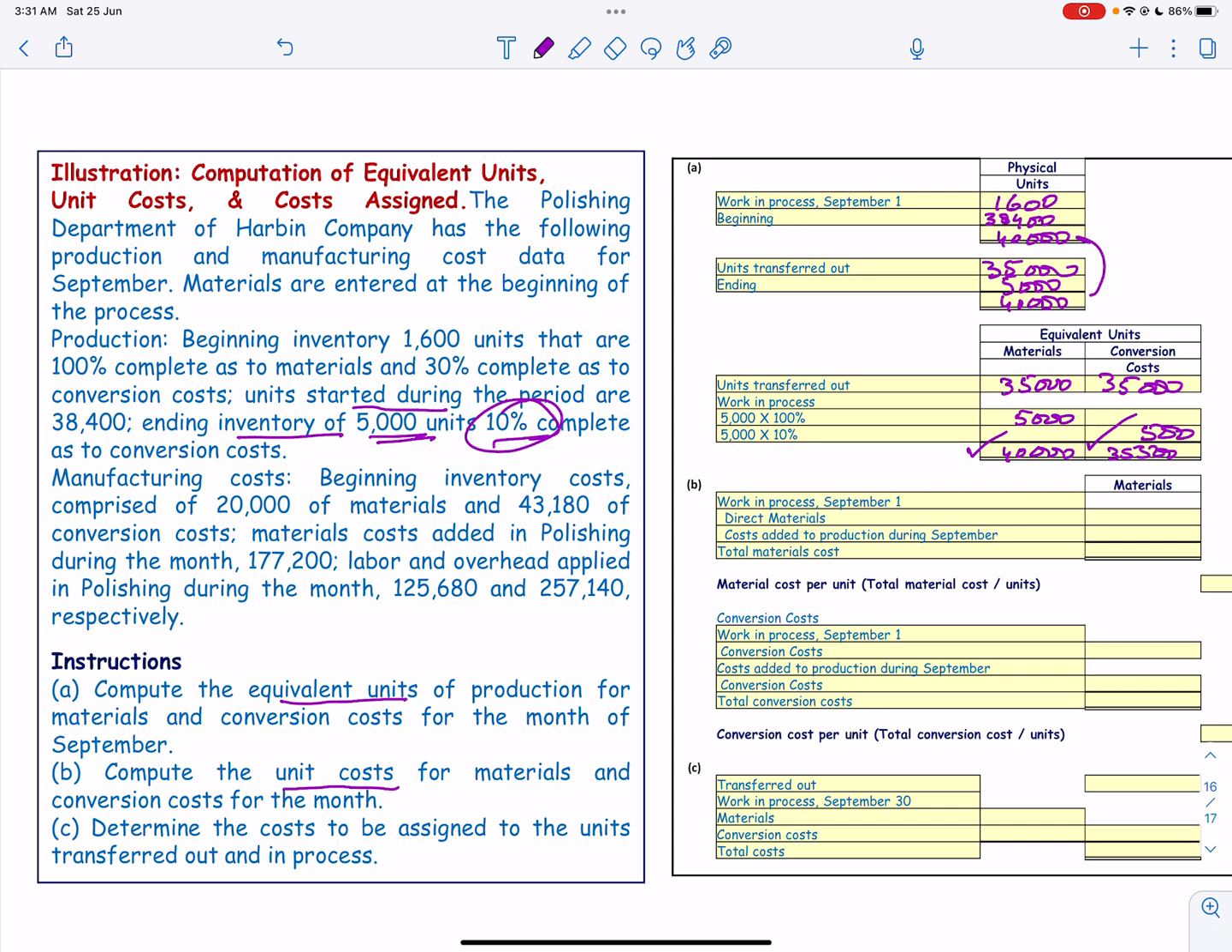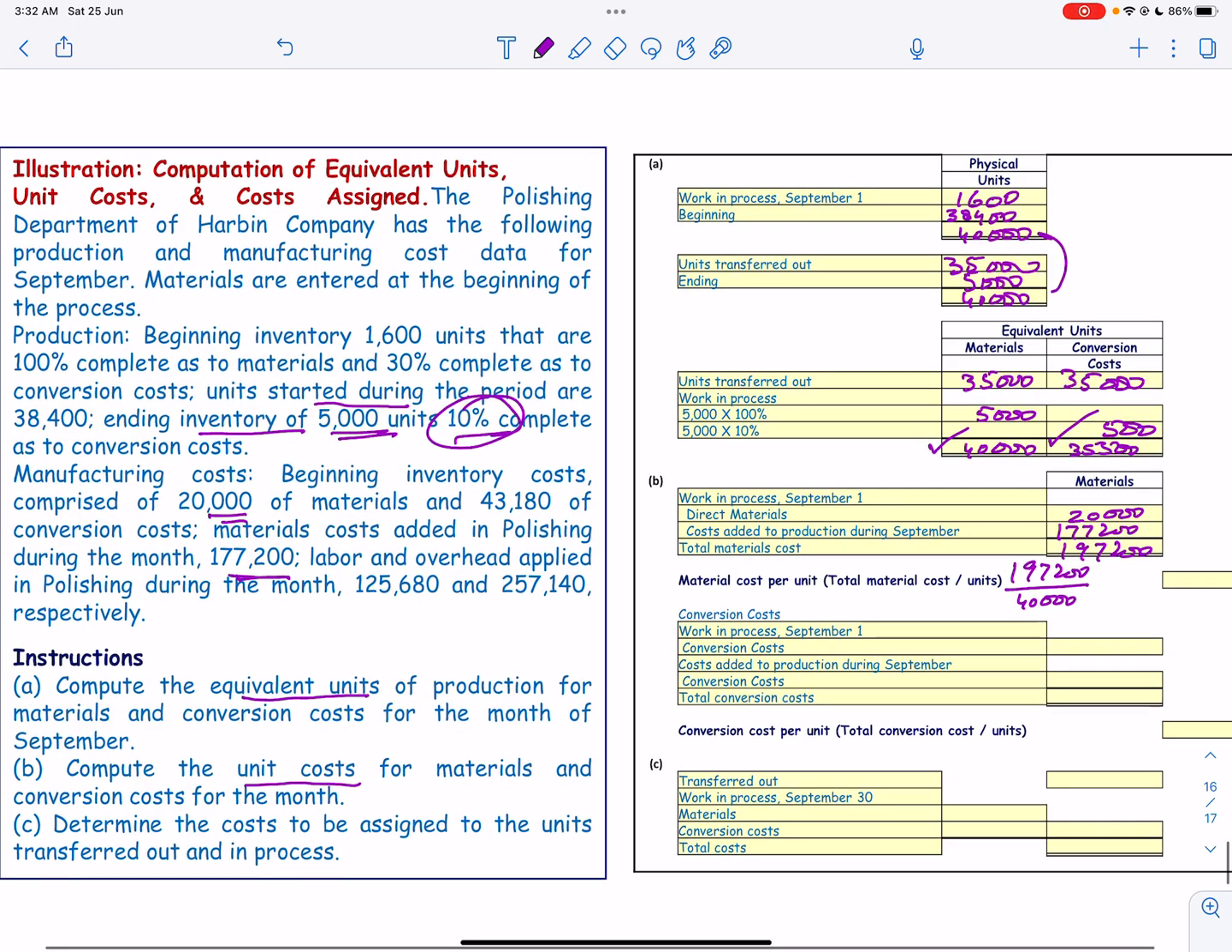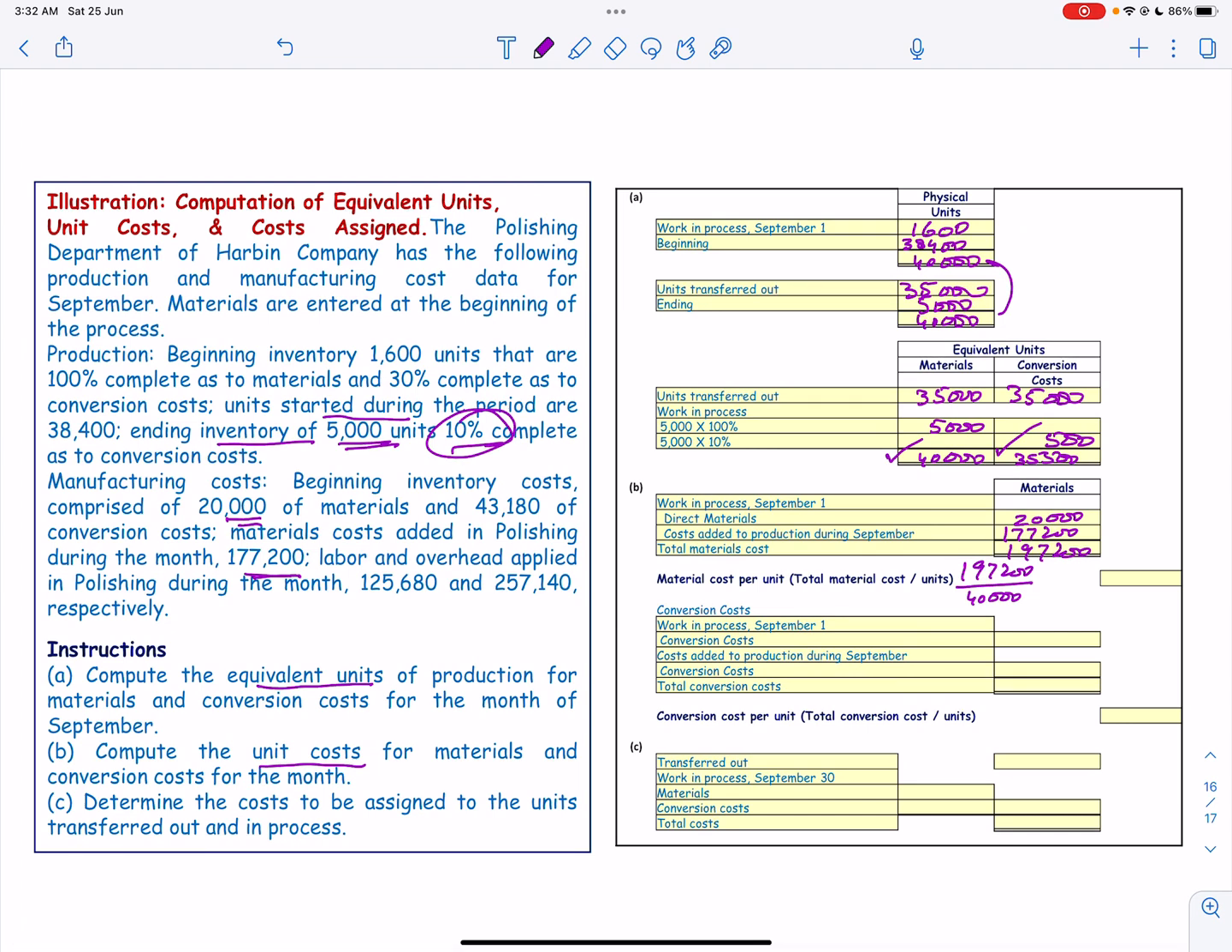Now the direct material that is given in the question is beginning 20,000, and then the cost added during the month is 177,200. So the total is 197,200. So the material cost per unit will be 197,200 divided by 40,000, and this will be equal to 4.93.